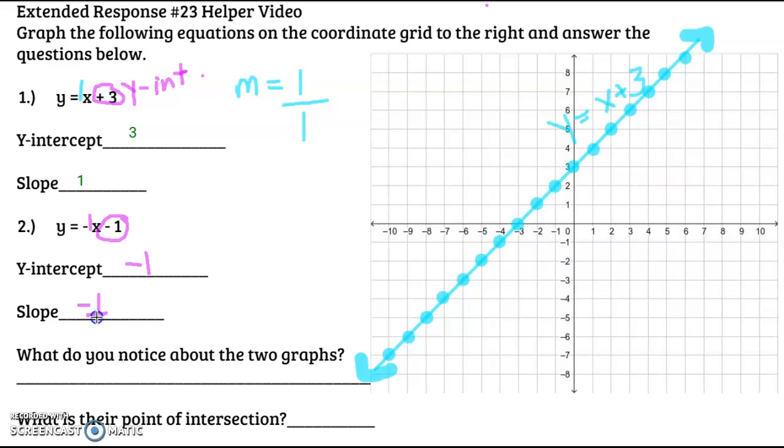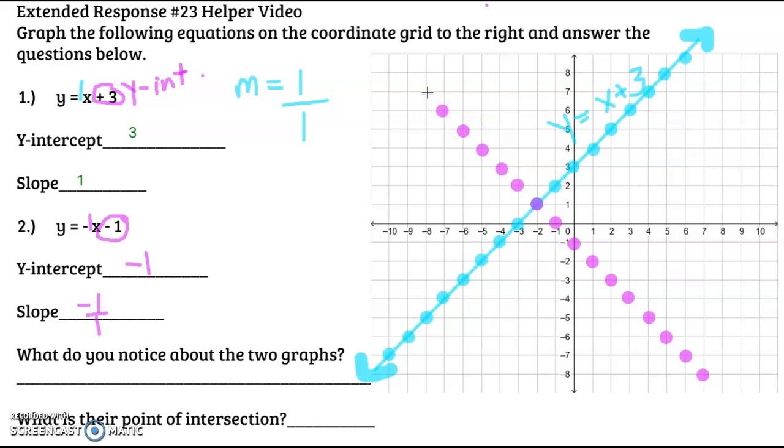I like to make my slope into a fraction because it's rise over run. So with my y-intercept being negative 1, I'm going to start at negative 1 with my first point. And my slope being negative 1, that means I'm going to go down 1 and to the right 1. Because remember, negative slopes go downhill. So here we go, down 1 to the right 1, all the way across the page. And that's the same as going up 1 and to the left 1, all the way across the page.